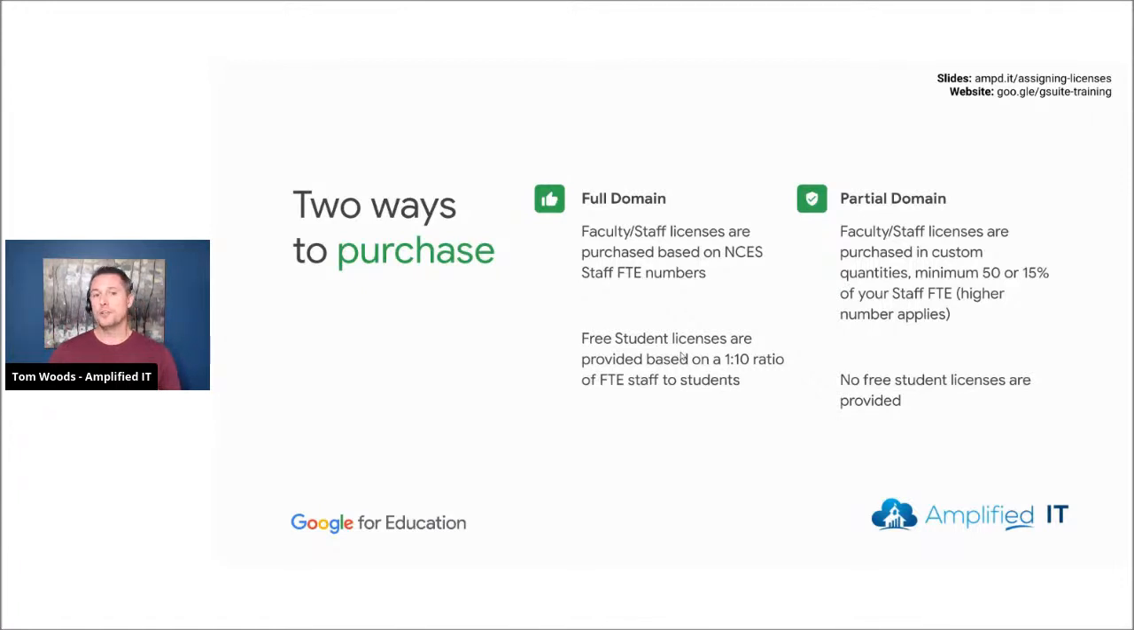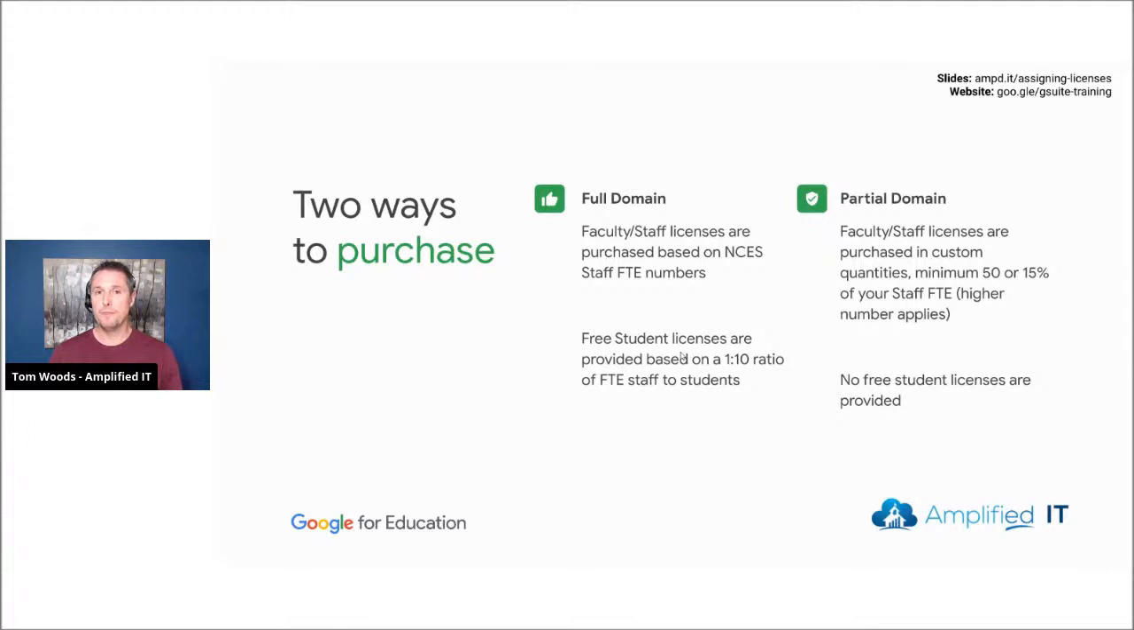So when it comes to then purchasing Enterprise, you have two options here. You can purchase a full domain license, and that's based off of your full-time employee numbers on the NCES website. That's the numbers that Google and a reseller like ourselves are going to use to figure out what that FTE count is. And you're purchasing that number of licenses if you want a full domain. When you purchase that full domain model, that's when you get those student licenses, and those are free in a 1-to-10 ratio. So if you have 100 FTE staff, then you're going to get 1,000 student licenses for free to be able to apply to your students as well.